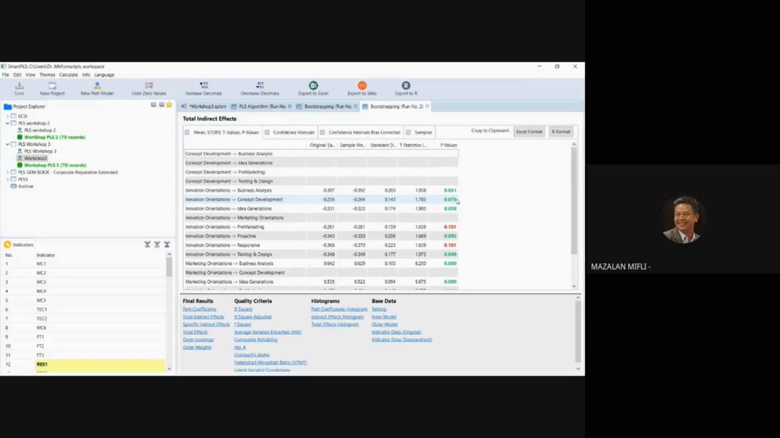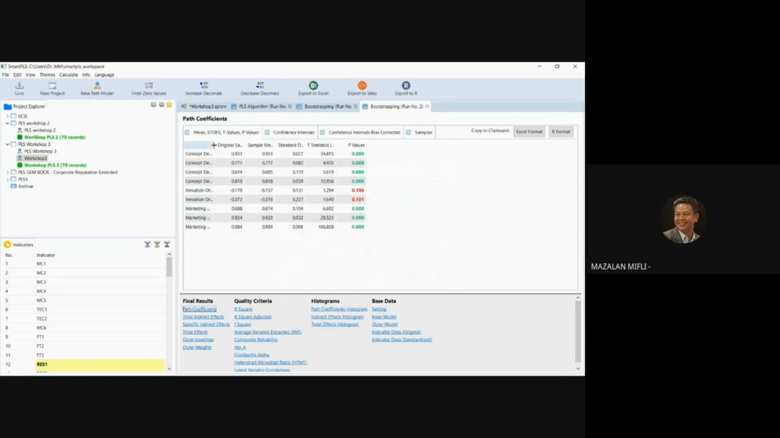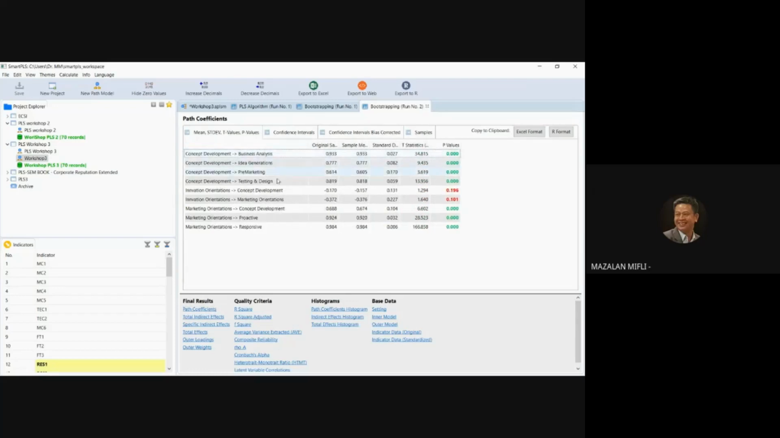All right. So there you go. So do we have a mediation? Yes, we do. Do we have full mediation or partial? So again, if you want to know if it's full mediation or partial, this is total indirect effect. So you just go back to the path coefficients, the original path. Then we have to look at the concept. No, it's 0.9.